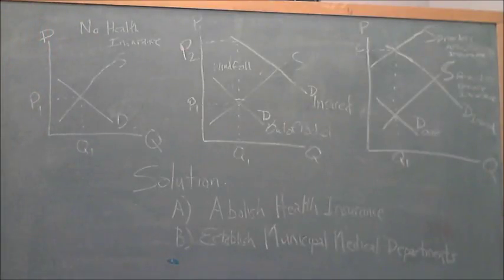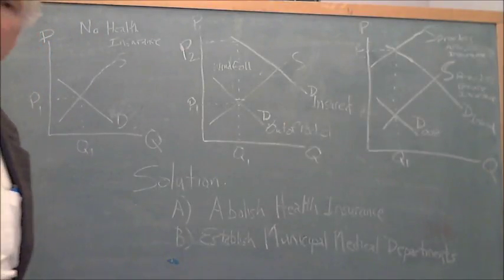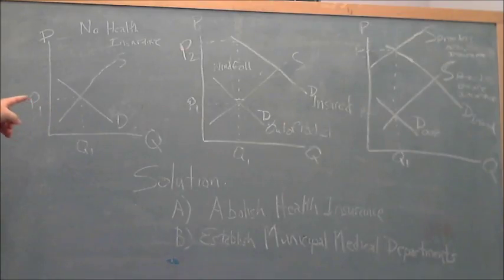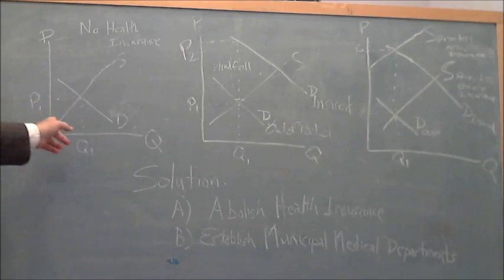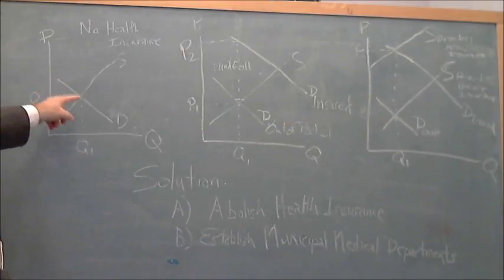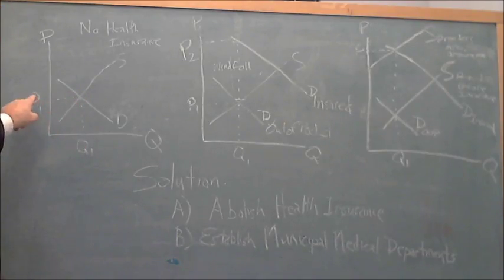Okay, this is a very brief lecture on how health insurance affects the health care market. In this first diagram, we see there's no health insurance. We simply have a regular demand curve for health care, and we have a supply curve. As prices go up, more health care is supplied and less is demanded. It reaches an equilibrium here, which is the price of health care and the quantity that's provided.